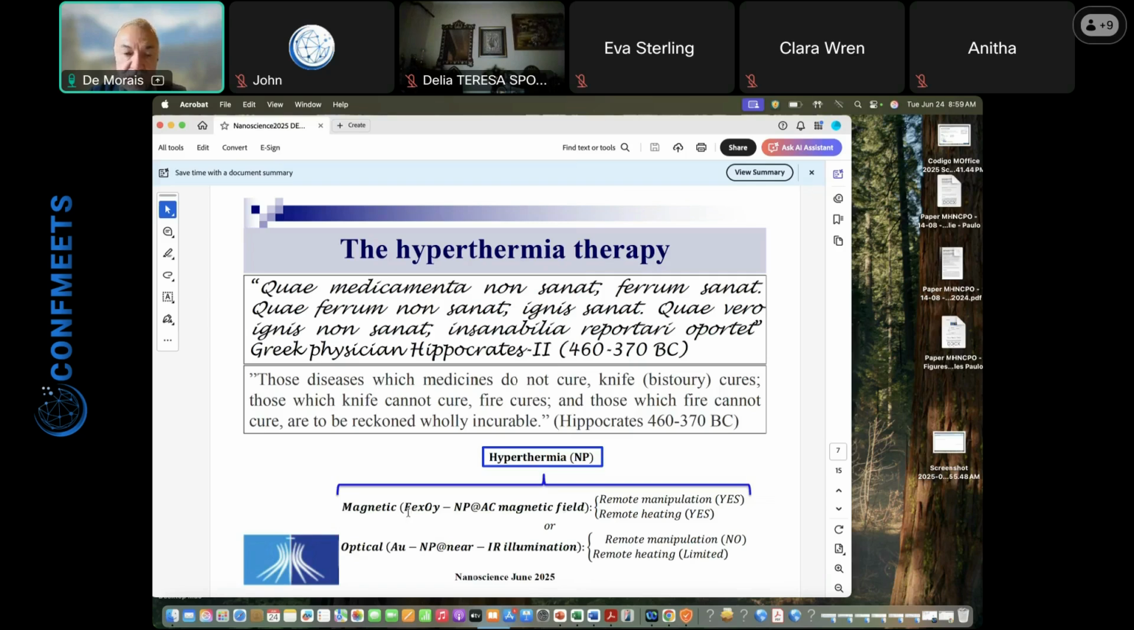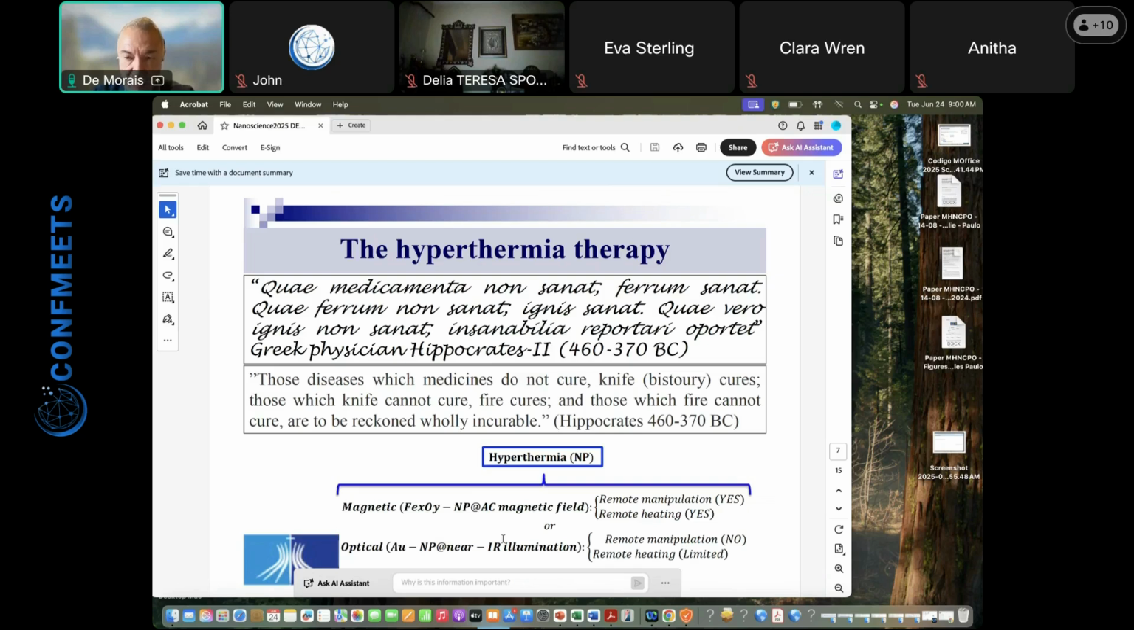The other way to perform hyperthermia these days is using optical excitation. In this regard, we use metallic nanoparticles, like gold nanoparticles, and then you apply infrared illumination. So if you compare these two approaches, you will see that optical hyperthermia does not allow you remote manipulation. Regarding remote heating, it is very much limited, since it depends on the penetration of the infrared light.